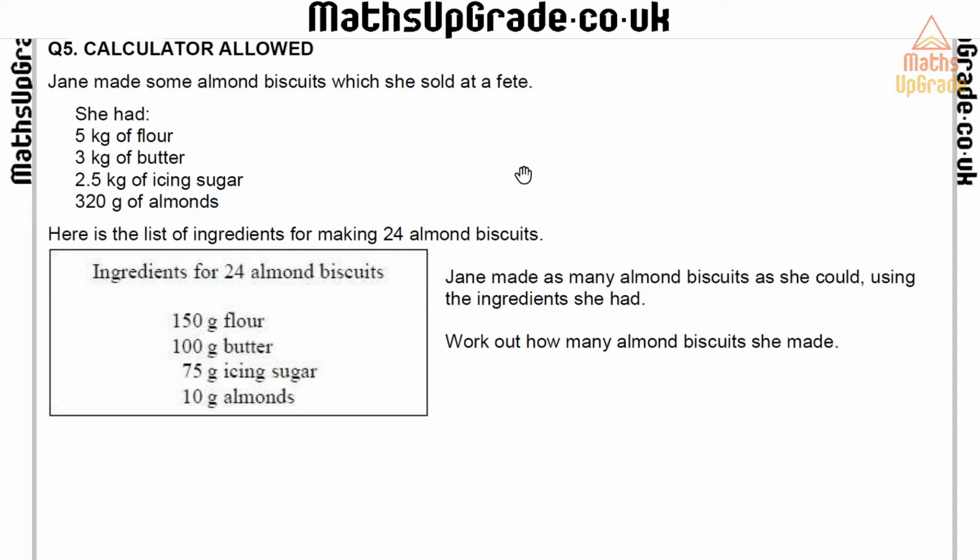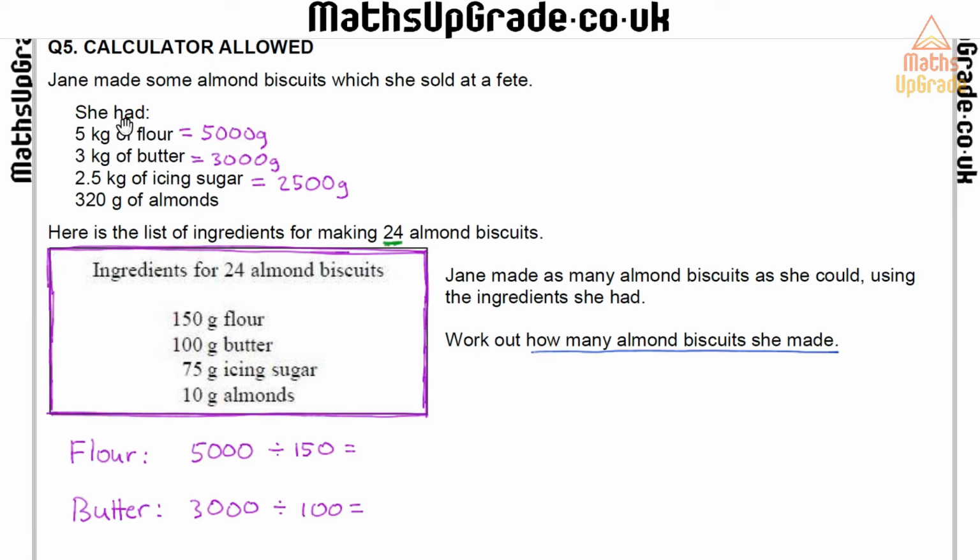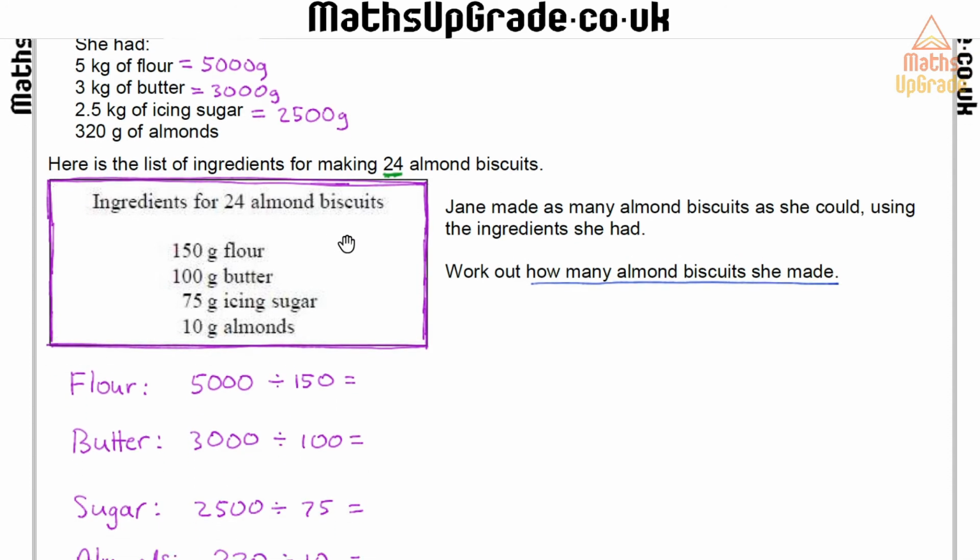So the first thing I'm going to do is convert these into grams. Rather than converting these into kilograms, which would just give us decimals, I prefer working with whole numbers. So I'm going to multiply 5 kilograms by 1000, since there are 1000 grams in a kilogram. I'm going to do the same for butter and the same for sugar. Then I can divide this quantity of flour by the corresponding quantity of flour needed to make 24 biscuits.